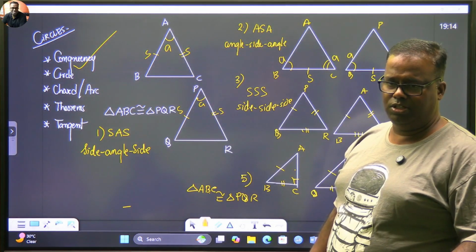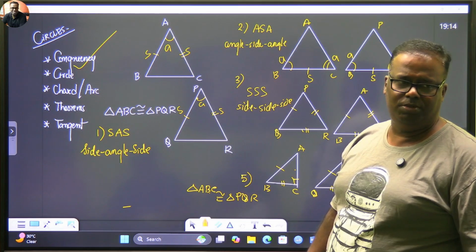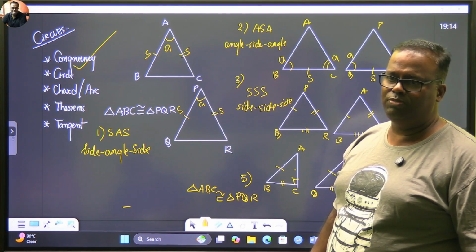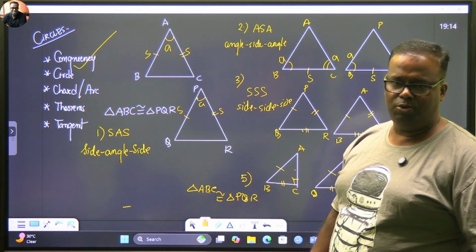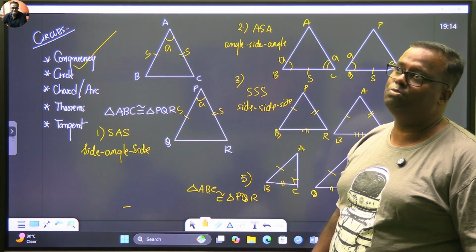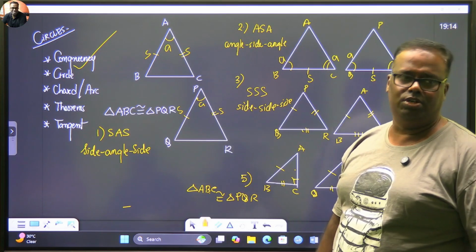RHS is clear or not? RHS is exactly Pythagoras theorem. Two right angle triangles are said to be congruent if they have a right angle, which they will have, the hypotenuse are equal, and any one corresponding side. It can be base equal to base or altitude equal to altitude. Bas khatam.